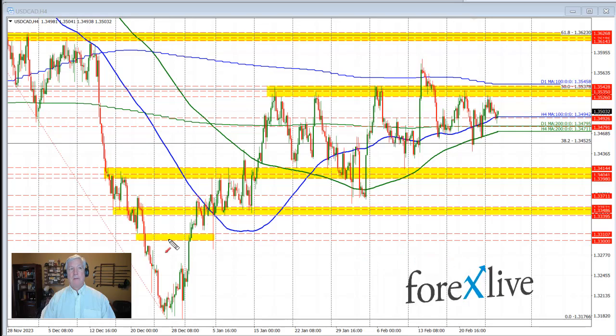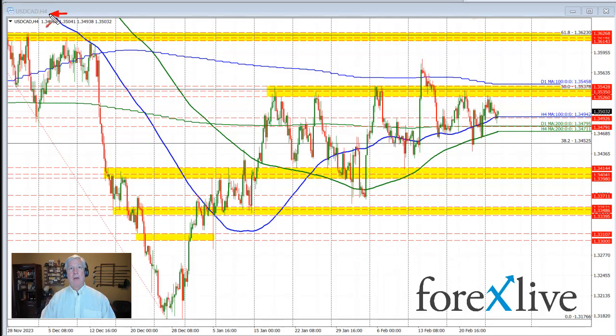We're going to take a look at the dollar versus Canada, try to make sense of the technicals in what is an up and down market for that currency pair. So let's get started. I think the best view of this chart is from the 4-hour chart.